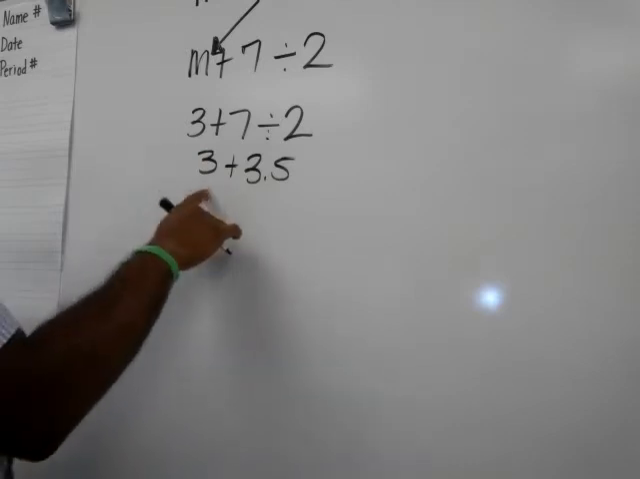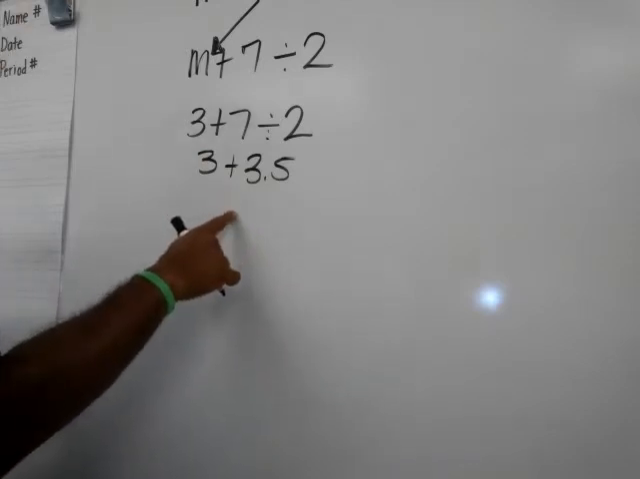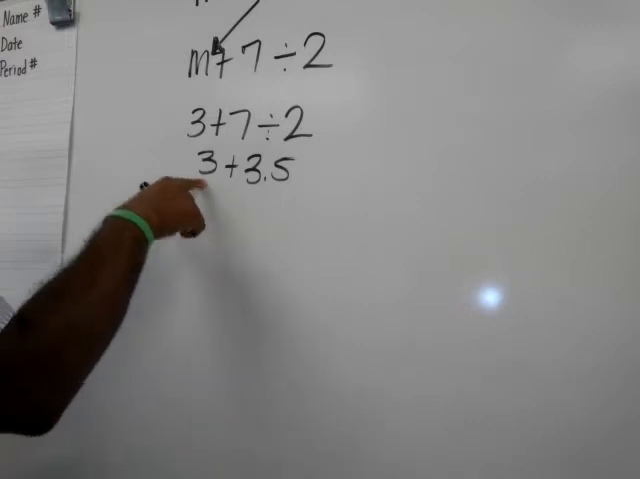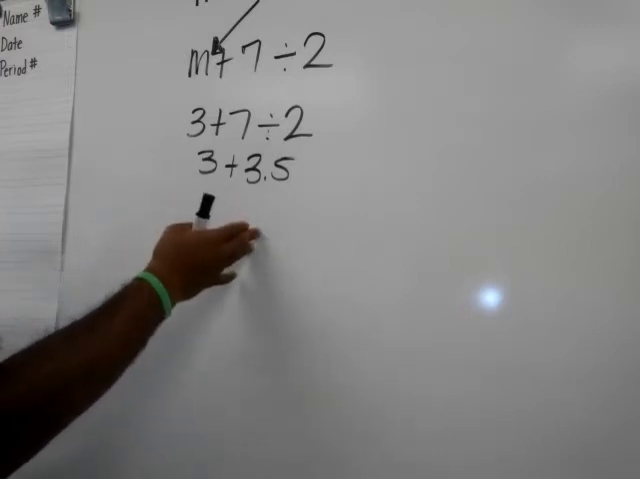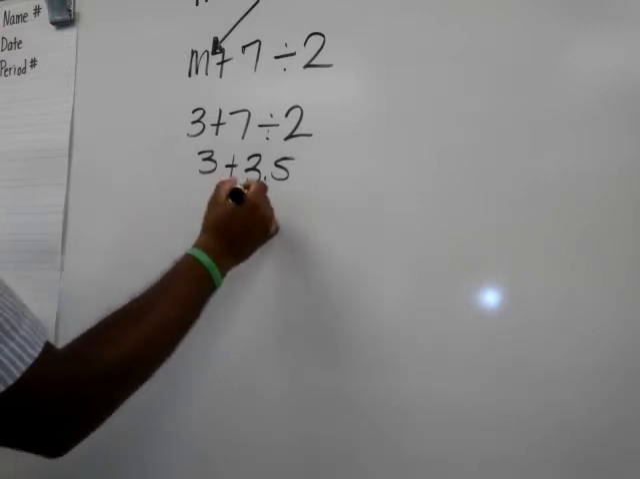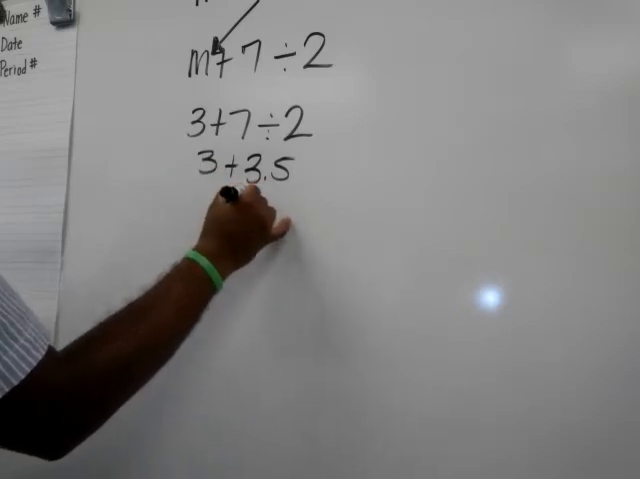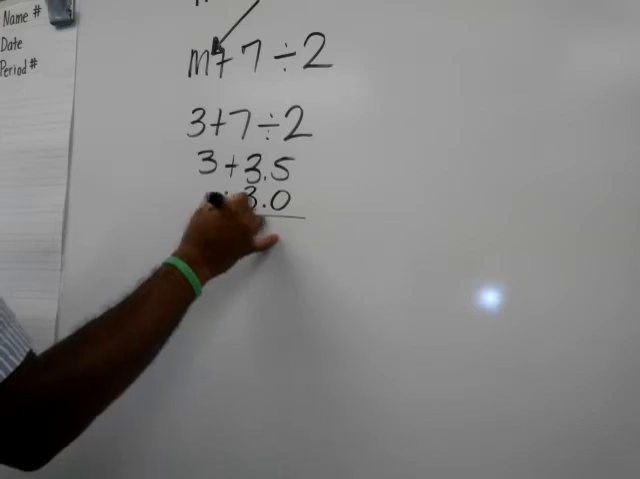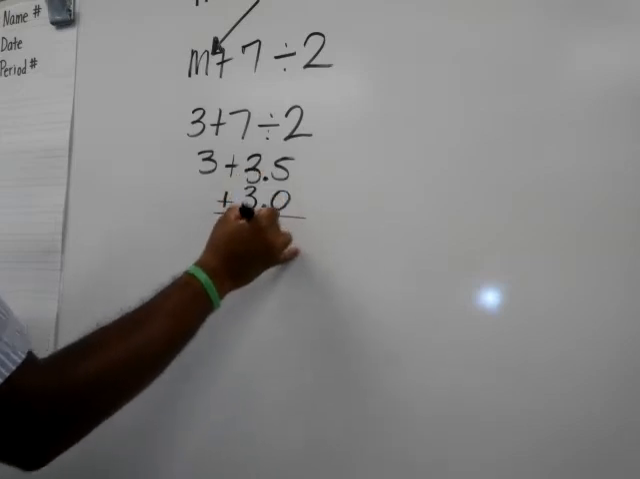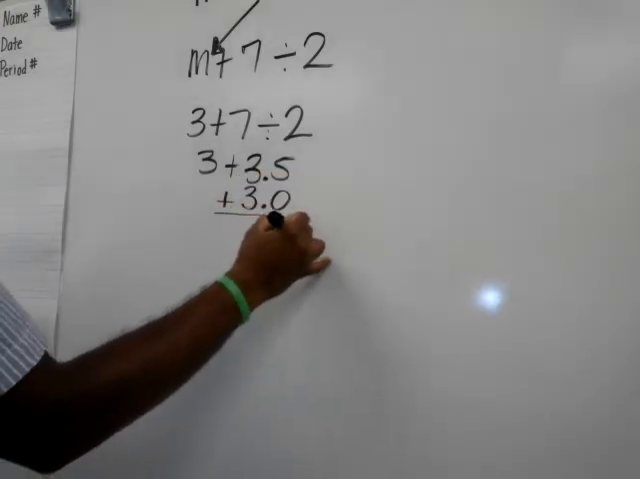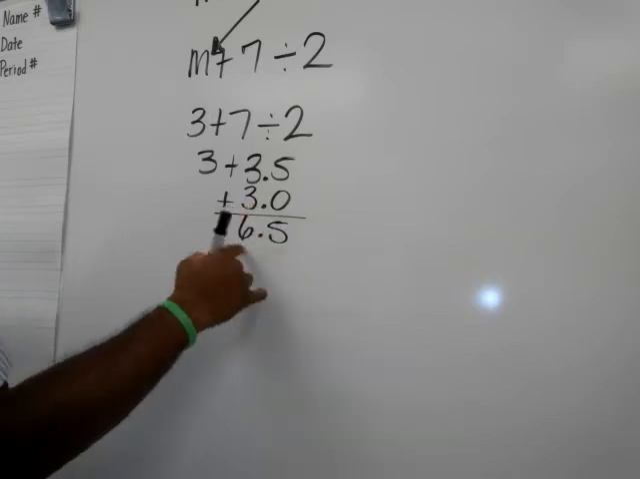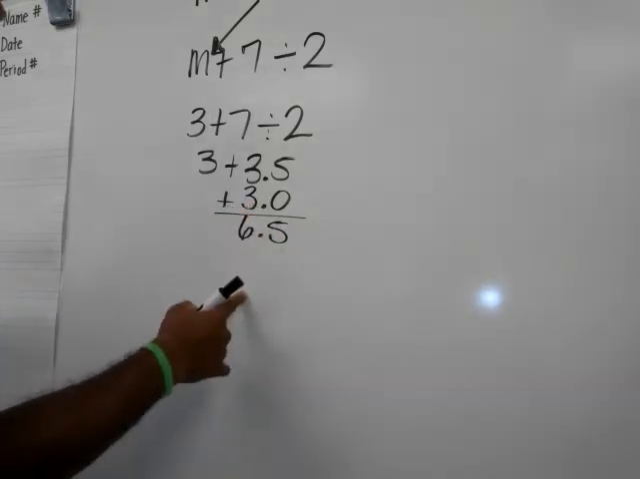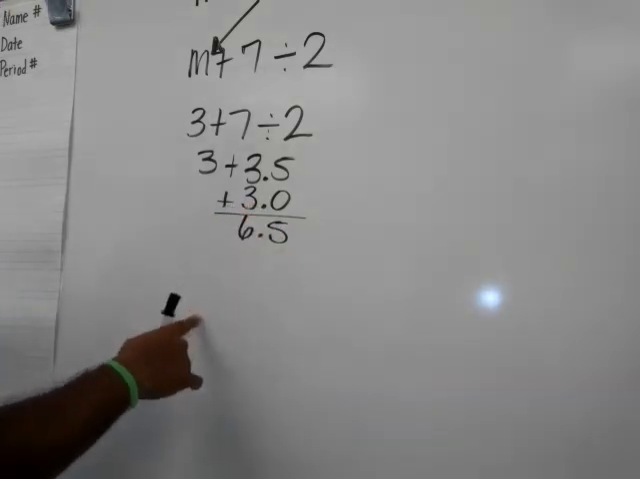Now the reason I'm informing you of this problem is because remember what we talked about, where we made errors. Every whole number has an imaginary decimal that is not written, but we know that 3 is also 3.0. So if we now go ahead and add this, we have our decimals lined up. We would get 6 and 5/10 as our final outcome.